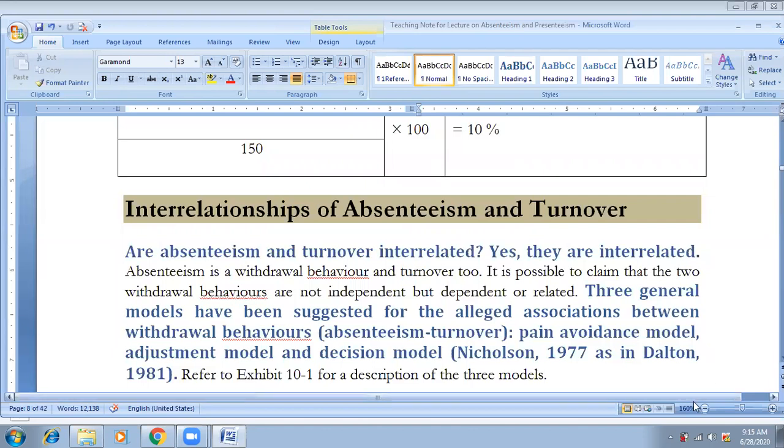Now, the interrelationships of absenteeism and turnover, another interesting subtopic or unit of learning. Absenteeism and turnover are big problems in the industry. Of course, they come under HRM, but generally they are business problems. They are tackled by the functional field of business management, that is HRM.